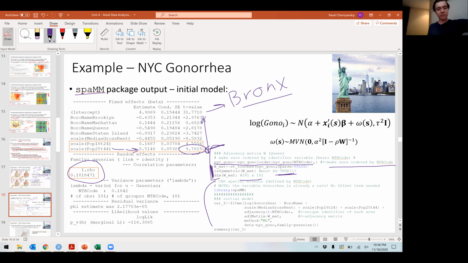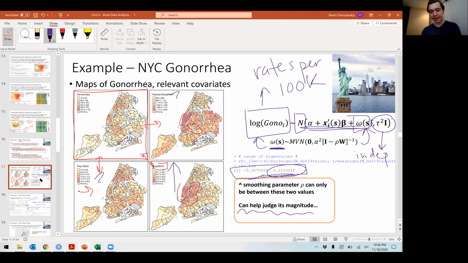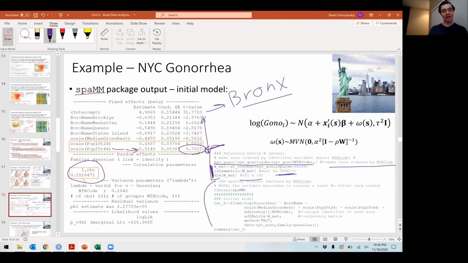Here is my rho term. All of my cautionary tales about interpreting its magnitude come to mind. I have no idea what the 0.18 means, but I'm going to go back to this slide and show you that it can be only as large as 0.183. We have estimated 0.182. So it's quite large, actually. The degree of spatial dependence of the latent spatial effects, and this, again, is everything that is not in the model that is spatially structured, is quite strong.